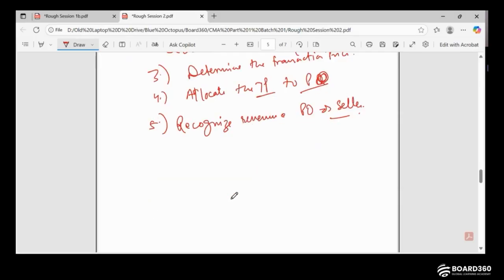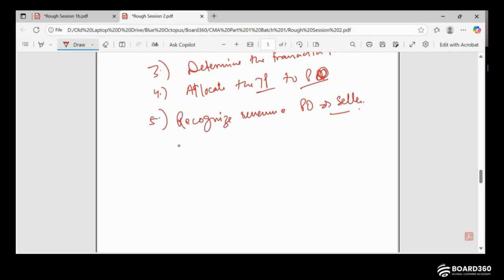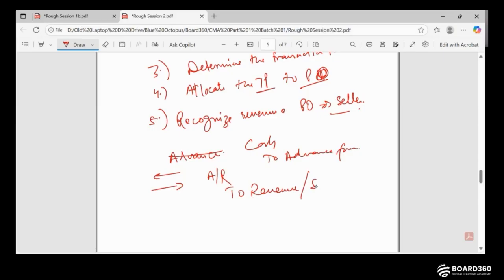Why so? If we say that the buyer has given the payment, but the seller has not given the goods, you call it an advance and not revenue, right? So it is cash advance from customer, right? Whereas if you are sending the goods, but you have not received the cash, you report it as accounts receivable to revenue or sales, right? So the idea behind revenue recognition is when you can consider the transaction as sales or revenue in your books, and that is known as revenue recognition.